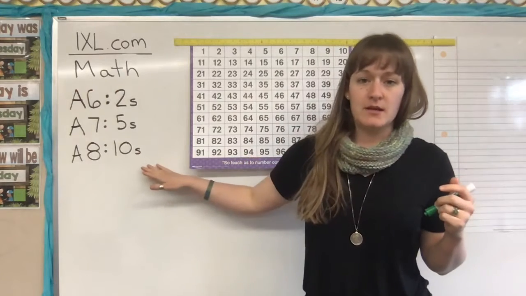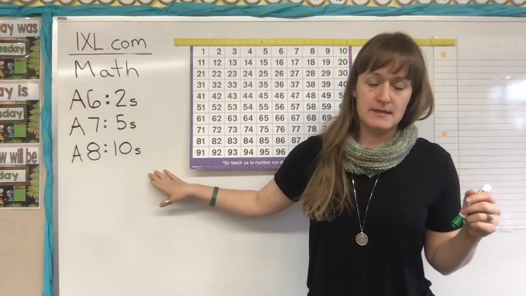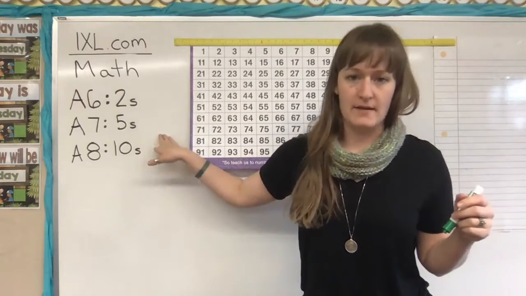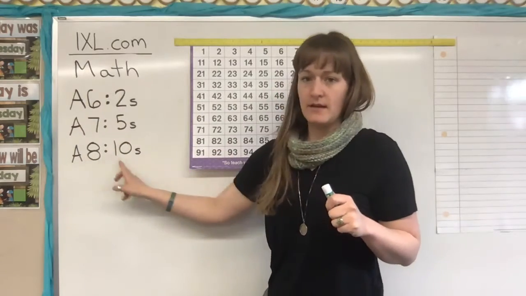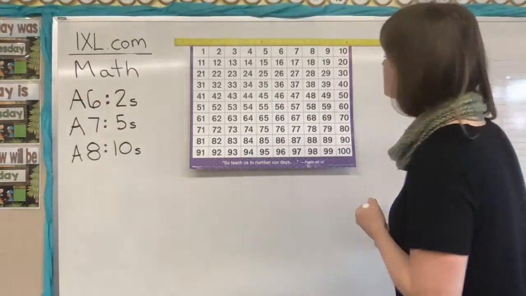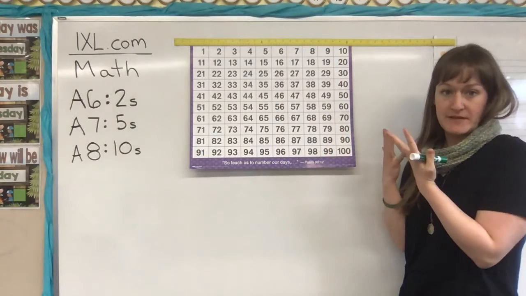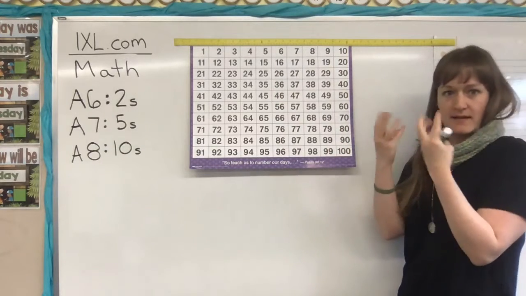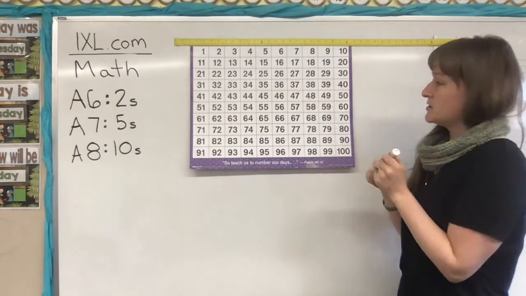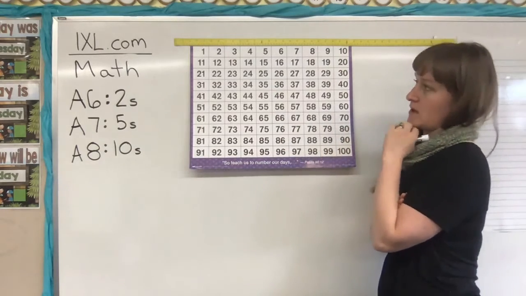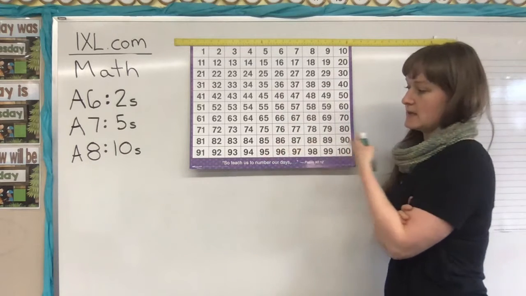Well, let's start down here and go up, because on a hundreds chart, it's easiest to count by 10s, then 5s, and then 2s. So first, let's do IXL Math A8, counting by 10s. I find it easiest to count by 10s on a hundreds chart, because I only have 10 fingers. I can't count 10, 10, 10 like that. It's not as easy as a hundreds chart. We've done lots of work in first grade on a hundreds chart, so we are pretty familiar with the organization of it.